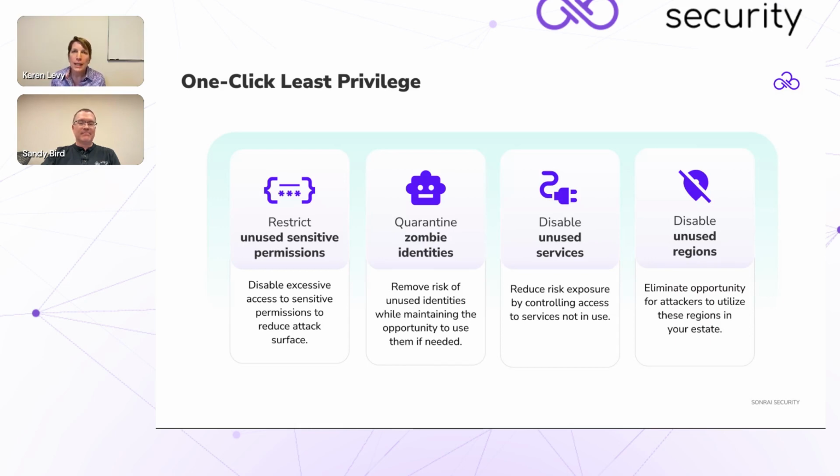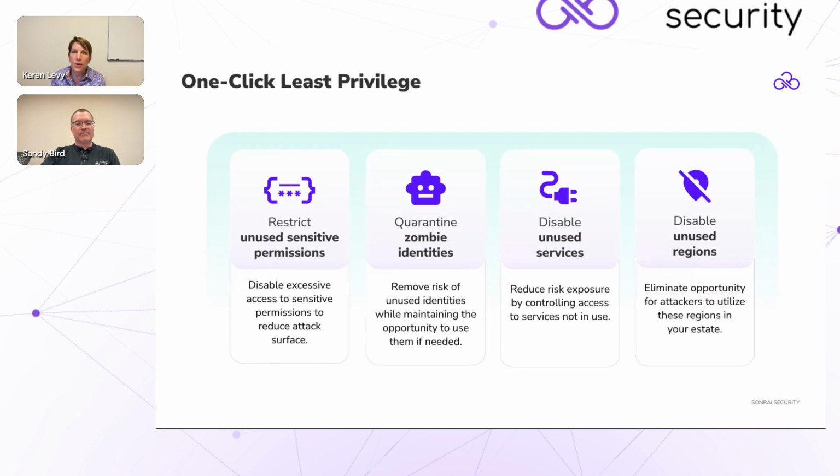We don't delete the unused identities. We merely quarantine them. So we restrict access to all of the permissions of the unused identity so they can't actually do anything. I'll talk on the next slide about how we can wake that zombie back up. But the key here is we're not deleting anything. We're just restricting access to it. So it essentially can't function until you've given express approval.